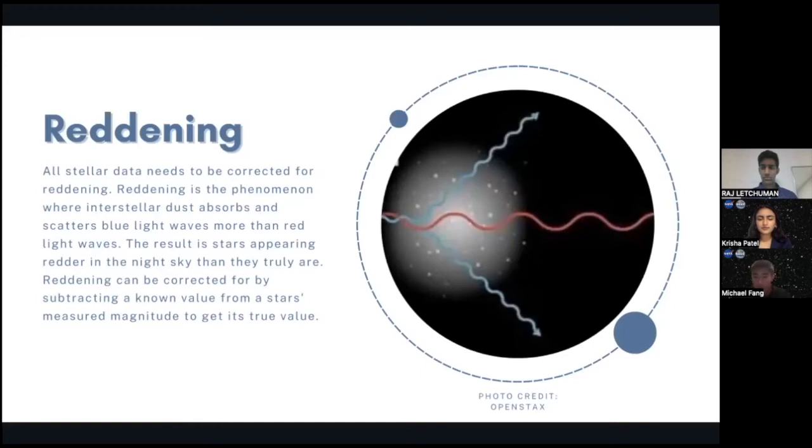So reddening, or redshift, is an astronomical phenomenon, and it happens to all astronomical data ever. It's basically when light from a star interacts with interstellar particles, the wavelength of the light is stretched and the color is shifted towards the red end of the visible spectrum. What this does is it makes all the observed light from space a little redder than it actually is. And we can correct for this by calculating a reddening value, which is how much redder it gets, and subtracting it from its measured value to get its real value.